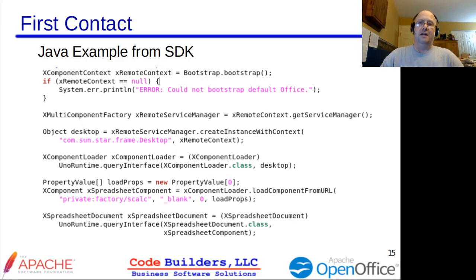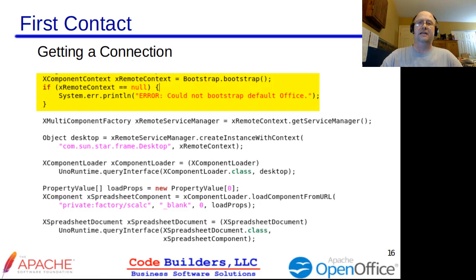So here's a first contact example from the developer guide, and it's also included in the SDK. I'll use this to illustrate the common steps in developing a UNO application. So, getting a connection. We'll start by getting a component context. It's like the base object. We do this by using the bootstrap method, which will start the Office if needed, make a socket connection and retrieve the context. I'm calling this a remote context because there's a local context on the Office or server side of the connection. So this is like a client-server connection.